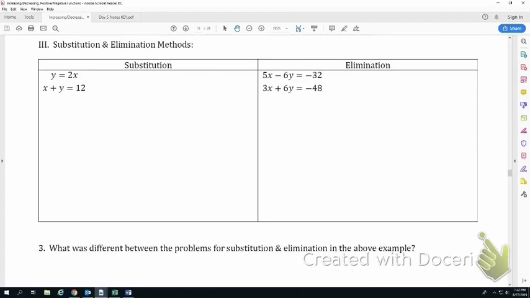So on the first one, if I have substitution, if I already have a variable that is given, y is already solved for, I can take 2x and I'm going to plug it in for y into the second equation. So I'm going to end up with x plus, instead of y there, I'm going to put 2x equals 12. And then Alex, what would I do from there to solve? And that would give me what? 3x equals 12.